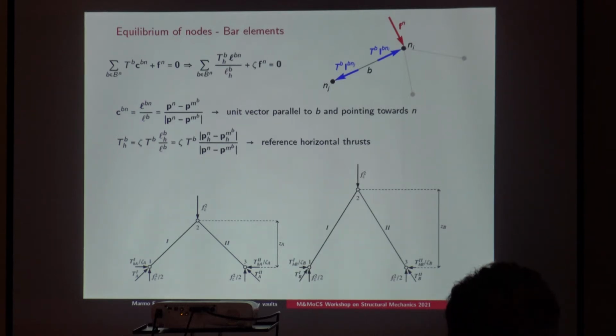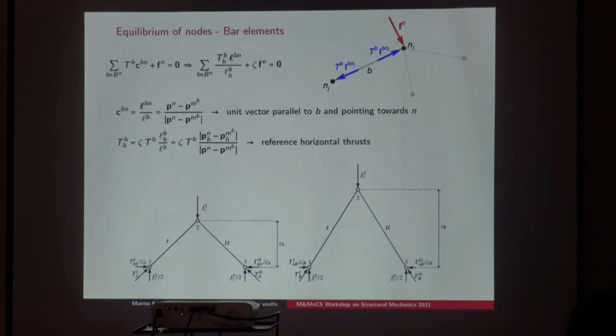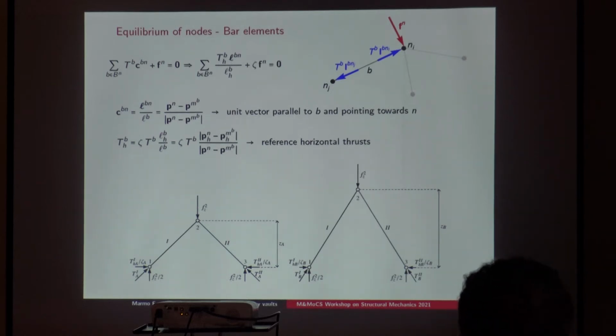The two solutions that we are interested in are the so-called minimum and maximum thrust solutions, because since we are applying a limit analysis and only static equilibrium conditions, we are actually interested in finding an interval of possible equilibrated solutions, all contained within the thickness of the structure.